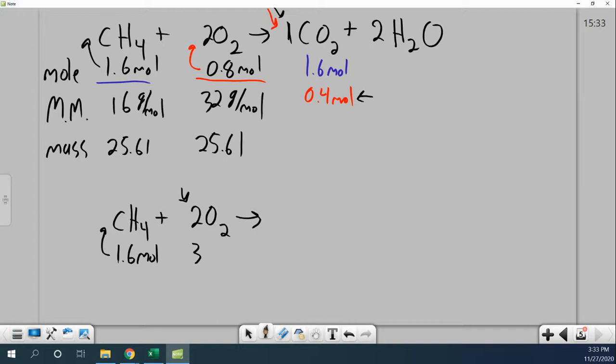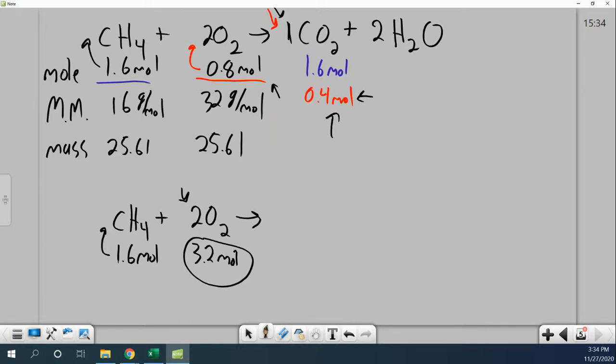Why am I confused? 1.6 divided by 1 gives me 3.2. But I started with, how can I use 3.2 if I have 0.8 moles only? Something's weird. This tells me, okay, if I'm using up more moles than I have, that's telling me that oxygen is my limiting reagent.